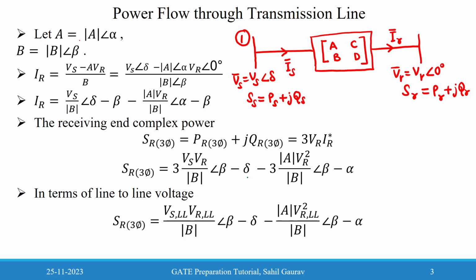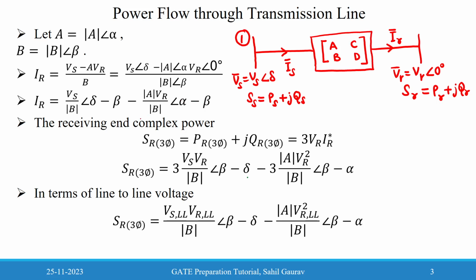So we are taking this A value as having a magnitude at the angle of alpha and this B is taken as magnitude at the angle of beta. So we know that the ABCD parameters give IR is equal to (Vs minus A VR) divided by B. Put the values of Vs, VR, A and B, and you will get the expression IR is equal to Vs divided by |B| at the angle of delta minus beta, minus |A| VR divided by |B| at the angle of alpha minus beta. Delta is the power angle.